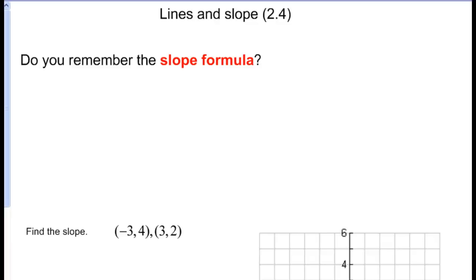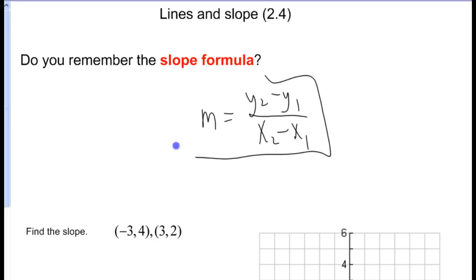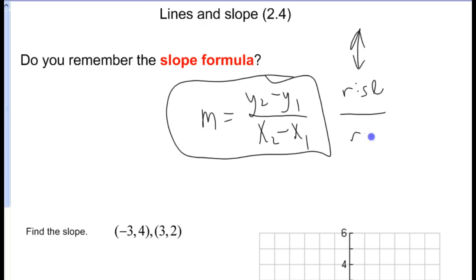Okay, so today we're learning more about slope. M equals y2 minus y1 over x2 minus x1. That's the slope formula. We plug into that. Sometimes we just call this rise, which means vertical change, over run, which is horizontal change.